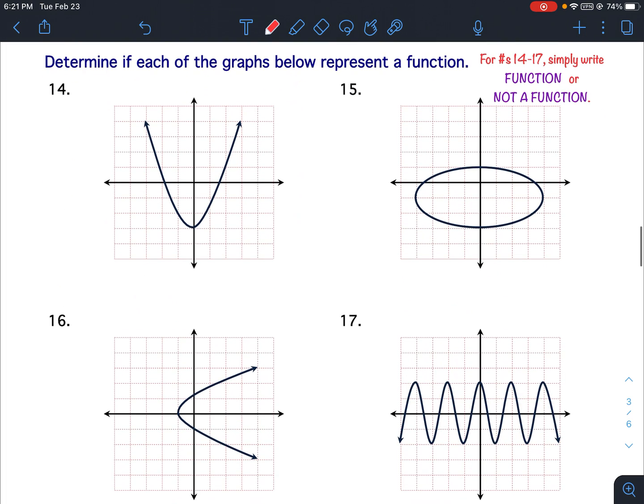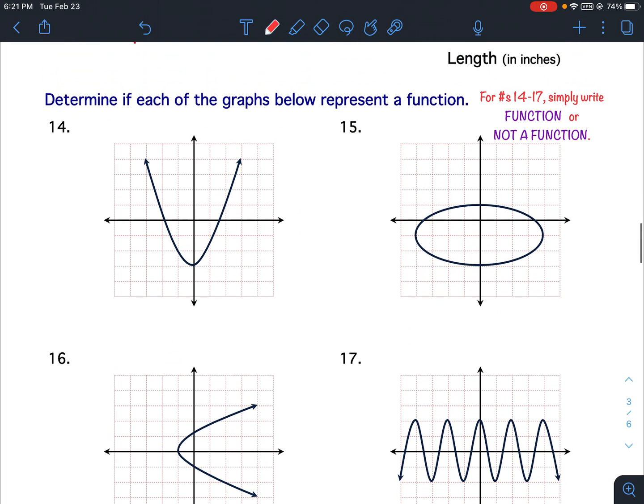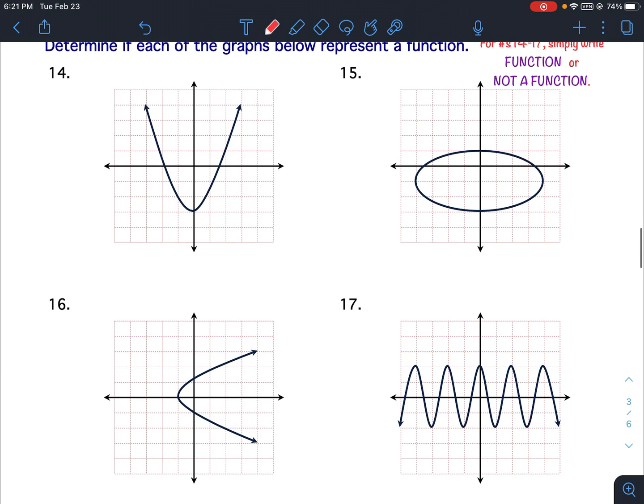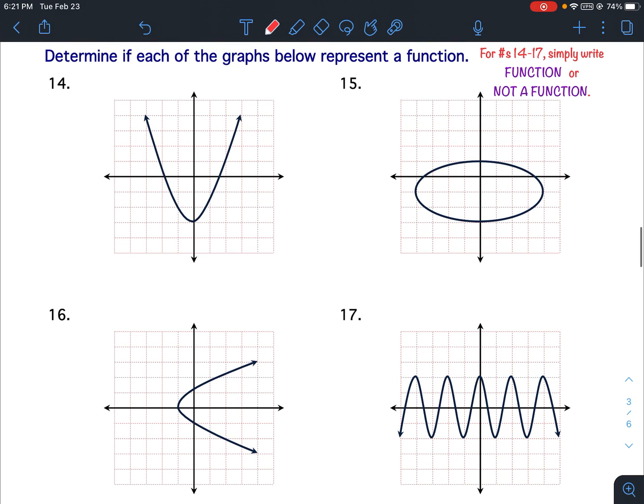All right, 14 through 17, again, you are simply stating if it is a function or not a function. Use your vertical line test to determine if they are a function or not a function. All you have to do is write function or not a function. You do not need to put an explanation.